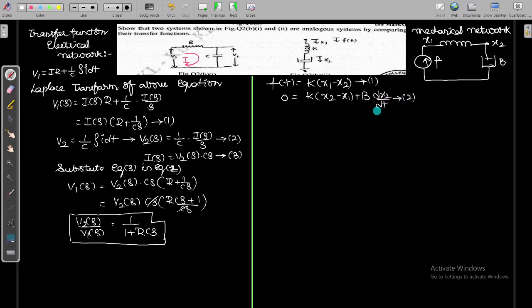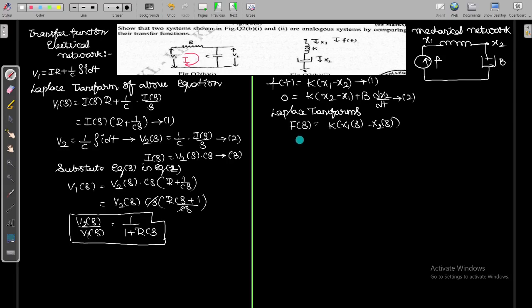Now what is the next step? We have to take the Laplace transform. Whenever you take the Laplace transform for the above two equations, what are you going to get? f of s is equal to k into x1 of s minus x2 of s. Because of this application of the force, there is a change in the displacement. You have to take the output displacement x2 and the input displacement x1, so you have to take the ratio of x2 to x1. For that, let us take the Laplace transform of this equation.